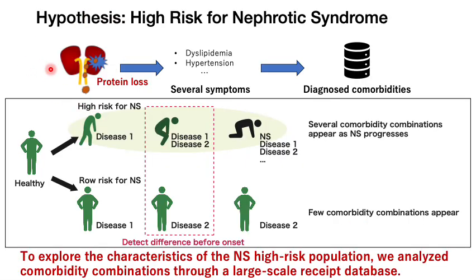Nephrotic syndrome leads to several symptoms due to massive protein losses, and the symptoms are diagnosed as comorbidities. We hypothesized that these comorbidities were diagnosed at an early stage of nephrotic syndrome, and their combination could identify a population at high risk for nephrotic syndrome onset.